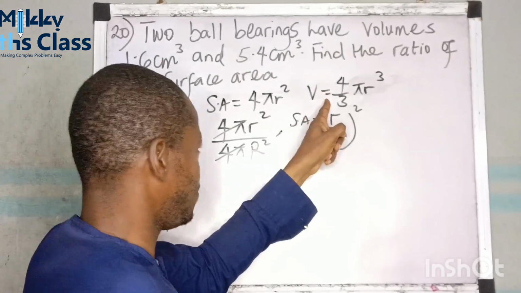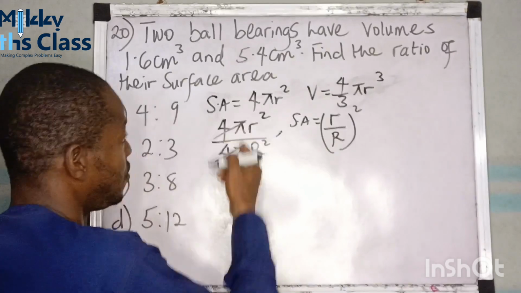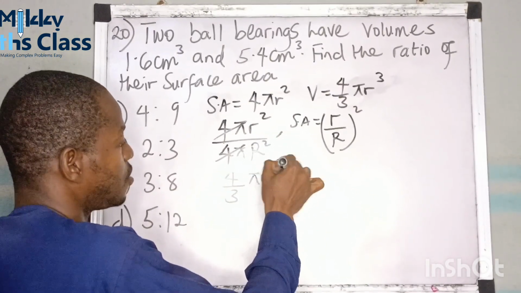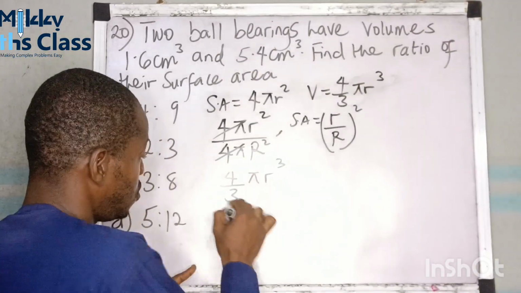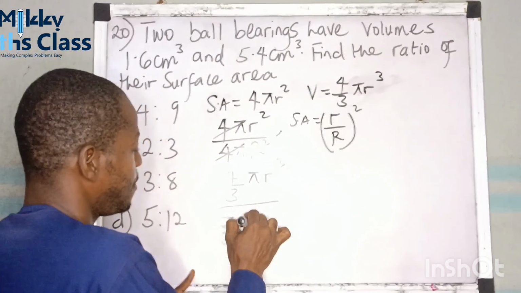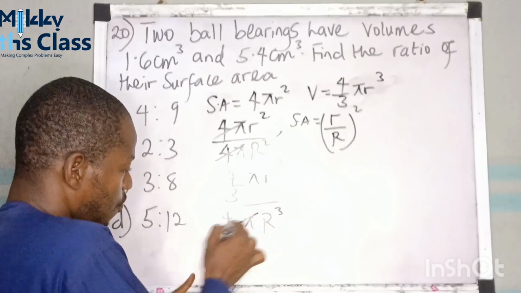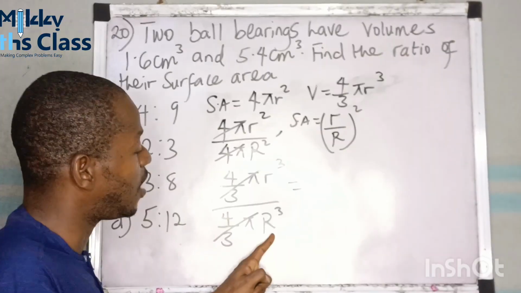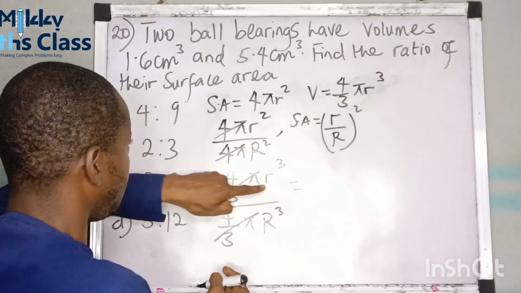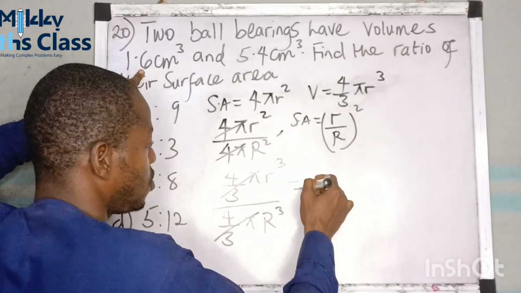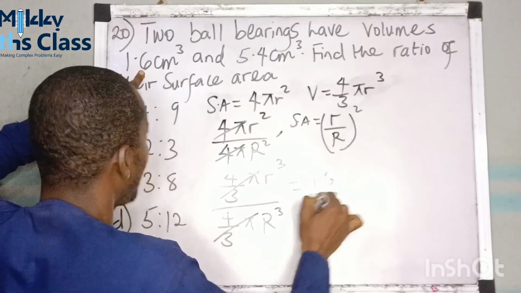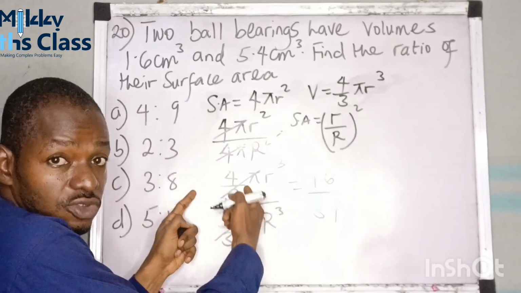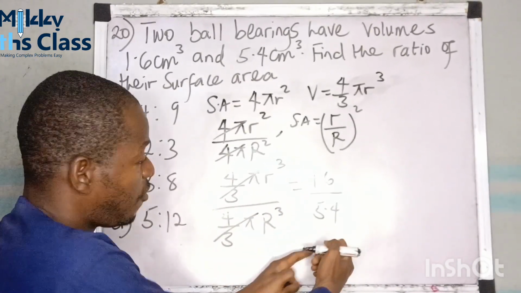Now let's look at the volume. The ratio of the volumes is 4/3 πr³ for the first one over 4/3 πR³. The 4/3 π cancels, and we are left with r³ over R³. We are told that for the small one it was 1.6, so this is 1.6 over 5.4, that's their volume.